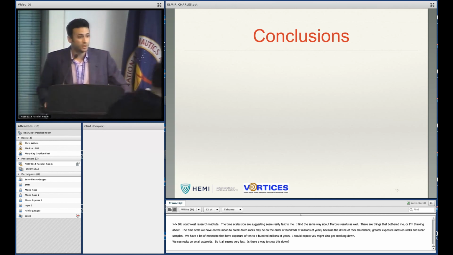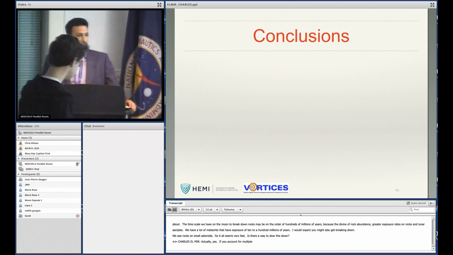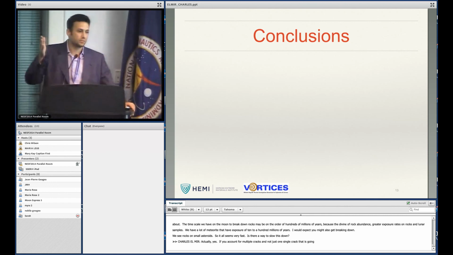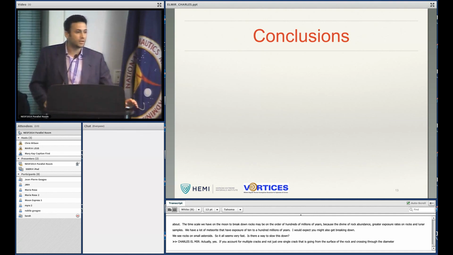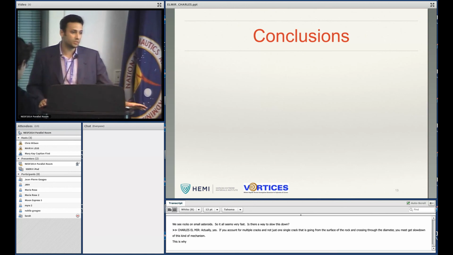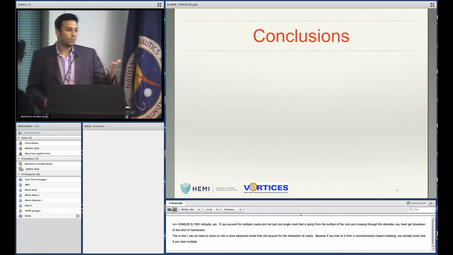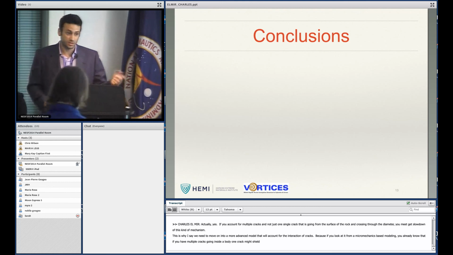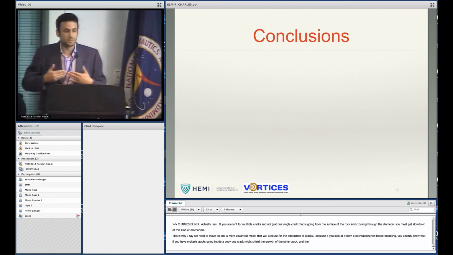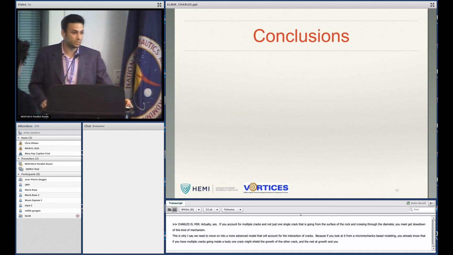Actually, yes. If you account for multiple cracks and not just one single crack that is growing from the surface of the rock and crossing right through the diameter, you might get a slowing down of this mechanism. So this is why I said we need to move on to a more advanced model that will account for the interaction of cracks. Because if you look at it from micromechanics-based modeling, you already know that if you have multiple cracks growing inside a body, one crack might shield the growth of another crack and arrest that growth, and then you would get a slower mechanism. So this is why we need to look for a more advanced micromechanics-based modeling.